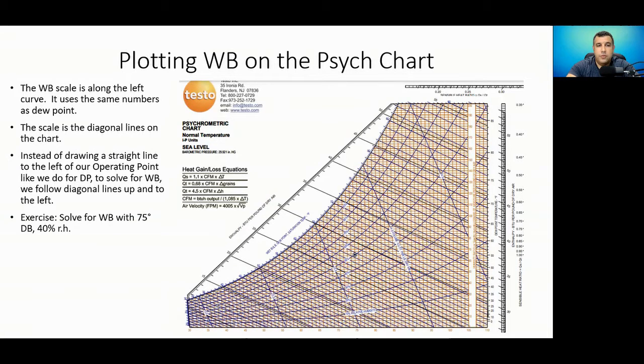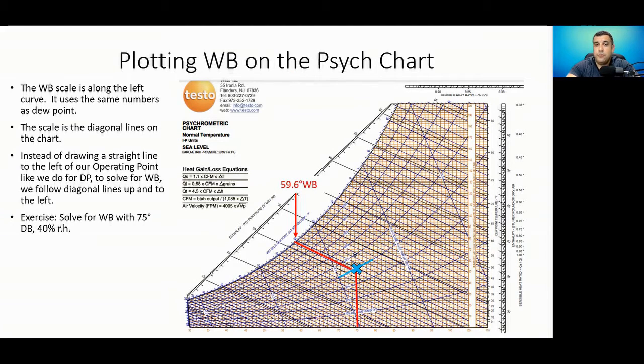So let's do an exercise. We're going to solve for wet bulb by looking at two other properties of the air. We've got 75-degree dry bulb, 40% relative humidity. So here's our 75 dry, here's our 40% RH, here's our operating point. What is our wet bulb temperature? We're going to take this operating point, we're going to draw a diagonal line until we hit our wet bulb scale. And in this case, it's 59.6 degrees wet bulb.